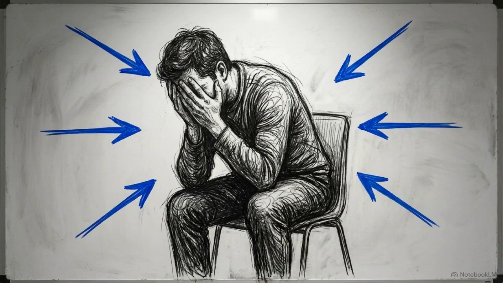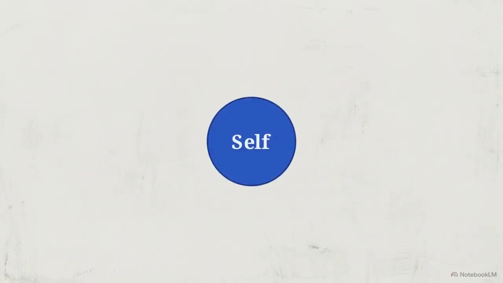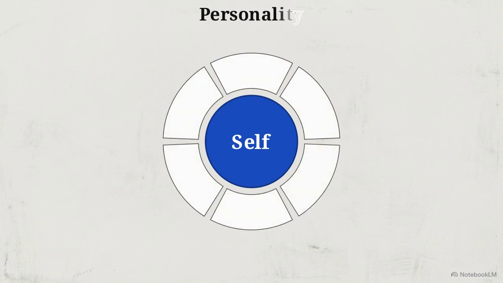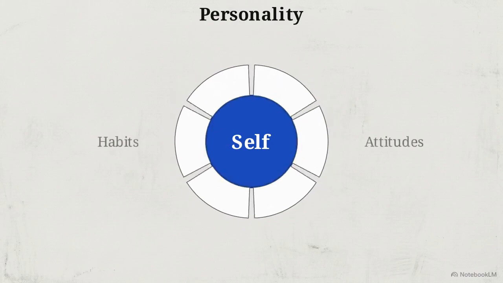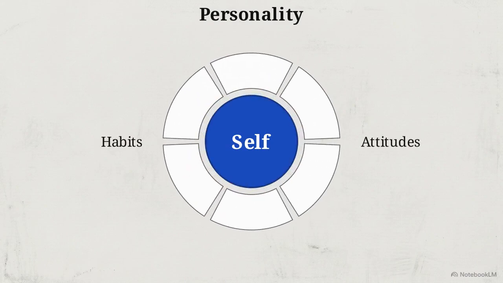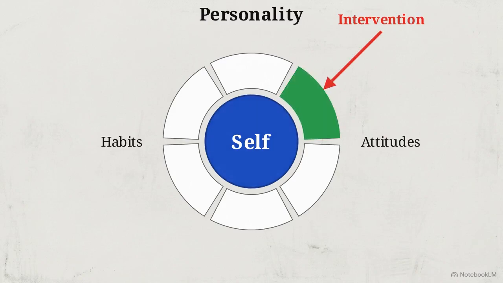Even with the right language, there is a final barrier: the shame individuals associate with their core identity when they make a mistake. To bypass this, the framework creates a structural separation between the self and the personality. The inner self is immutable, containing natural talents and core purpose. The outer personality, however, is a changeable construct built from habits and attitudes. This separation ensures that any intervention is localized strictly to the outer behavioral layer.